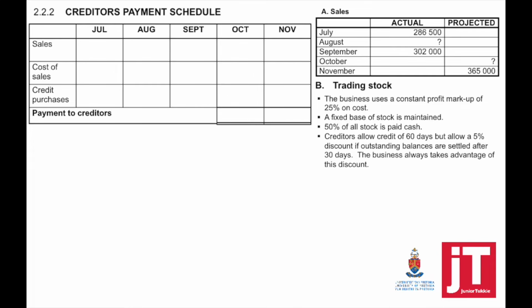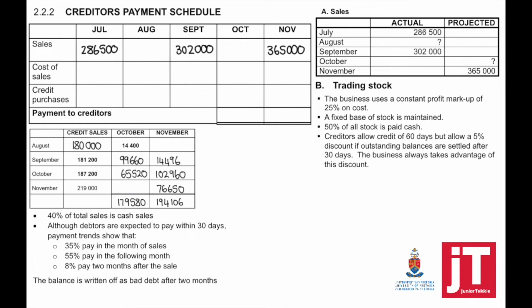Sales, not only cash, not only credit, but your total sales. So they provided July, September, and November. August and October was a question mark. So to solve this, we need to go back to the debtors collection schedule, which we've completed. In the debtors collection schedule, we said August, the total credit sales was calculated by taking 14,400 times 100 divided by 8. Now, once we've got the credit sales, we can calculate the total sales.